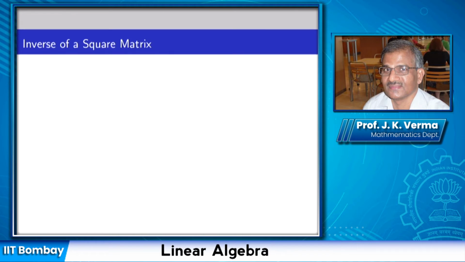This is not true for matrices. A non-zero matrix may not have another matrix so that when we multiply it, we get the identity matrix. So we define the inverse of a square matrix and understand what the conditions are for a square matrix to have an inverse, or we also say the matrix is invertible.